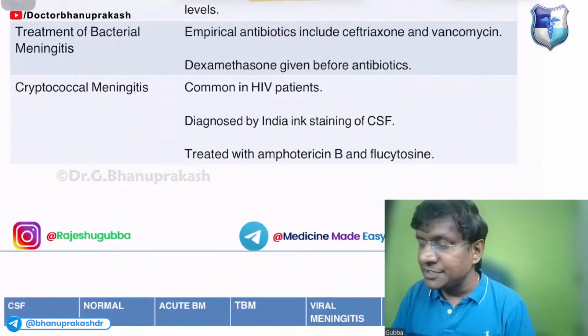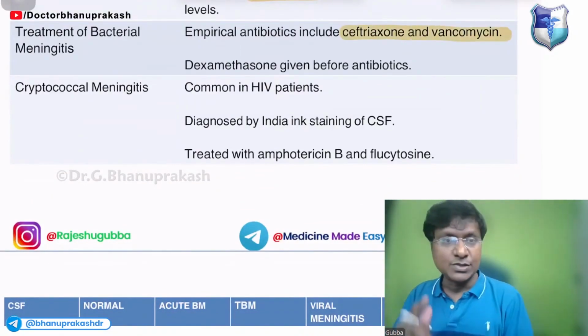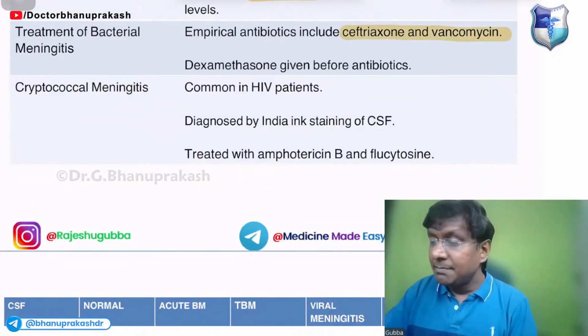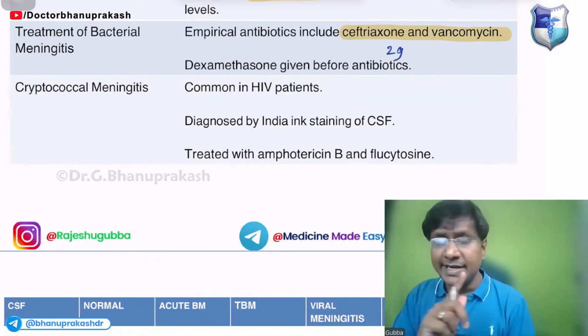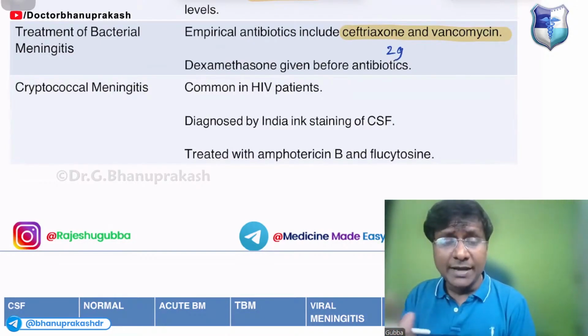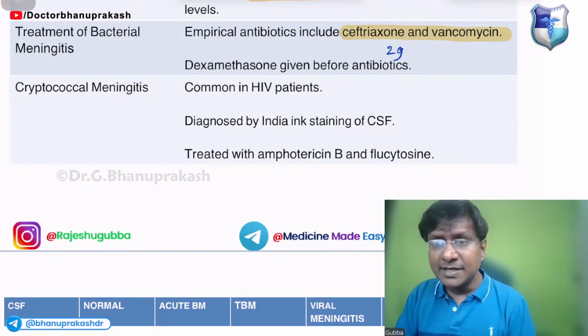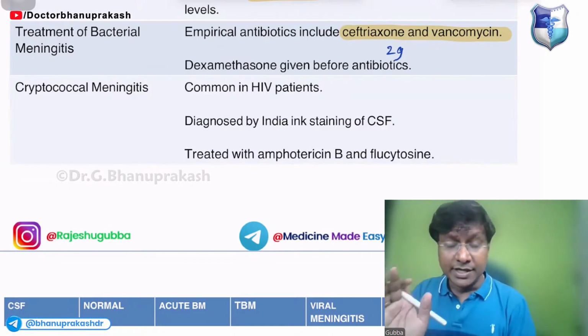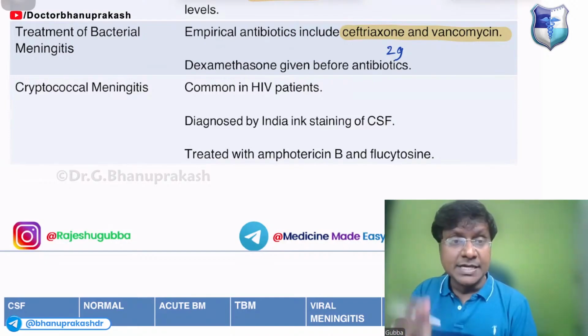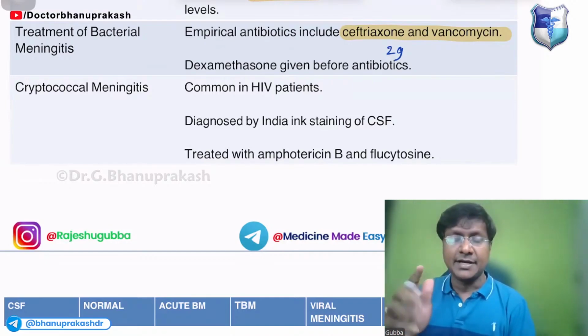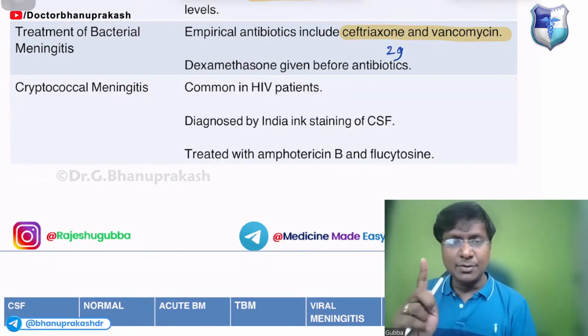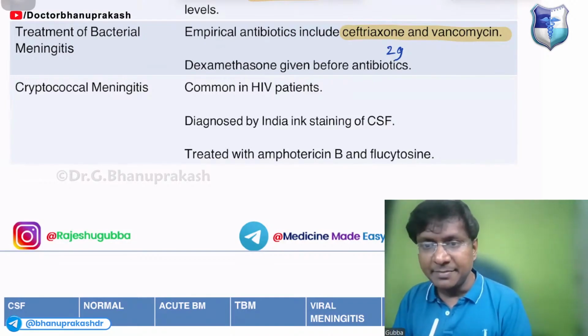And how do you treat these patients? In case of bacterial meningitis, you need to give ceftriaxone as well as vancomycin as an empirical therapy. But please remember, whenever you are giving ceftriaxone, you need to give 2 grams IV. It is not 1 gram. Why? Because in bacterial meningitis, if you want to ensure that the ceftriaxone crosses the blood-brain barrier, you need to give 2 grams. 1 gram of ceftriaxone will not cross the blood-brain barrier.